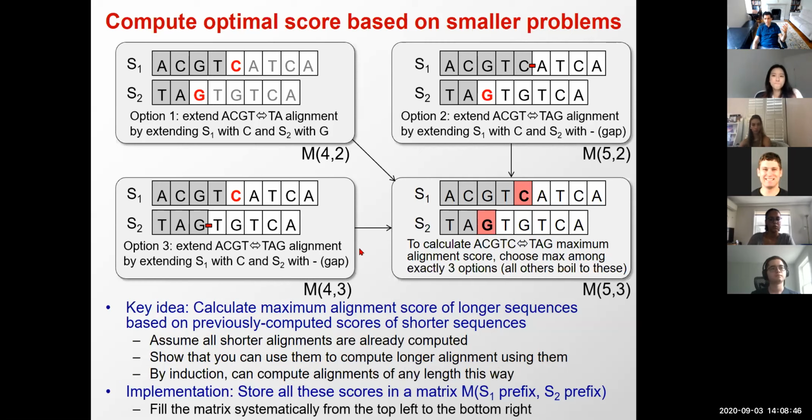So if I have anything that's shorter in this direction, shorter in that direction, or shorter in both directions, I can compute the next one. Well, then I'm done. By induction, I can just fill out the matrix from beginning to end. And the implementation is that we're going to store all of these scores in a matrix that has the score for the S1 prefix and the S2 prefix alignment. And we're going to fill the matrix systematically from the top left to the bottom right.